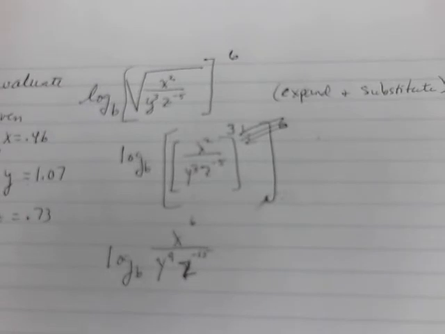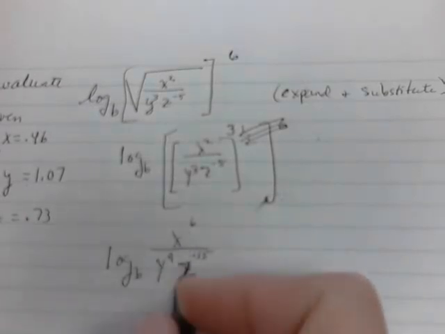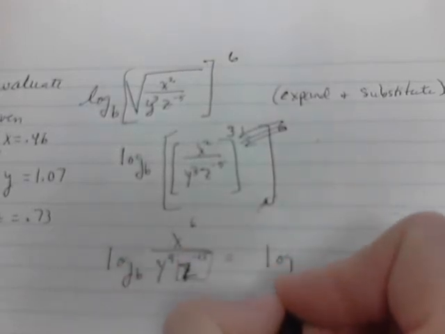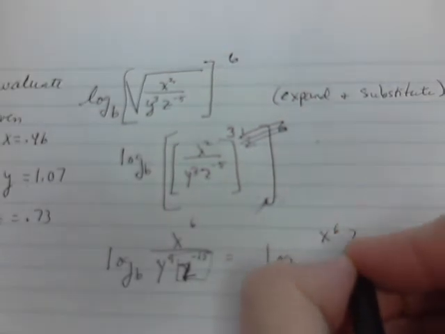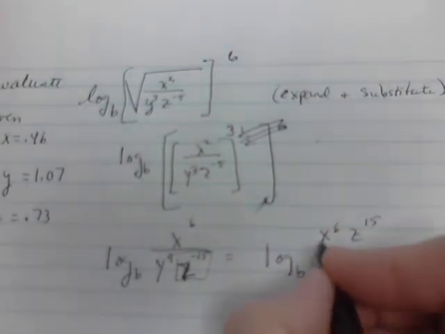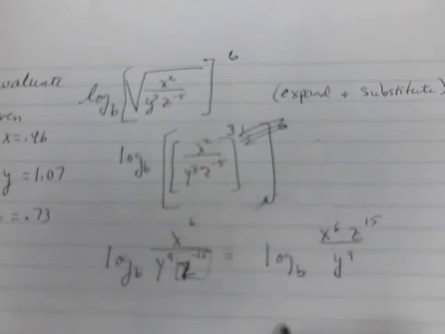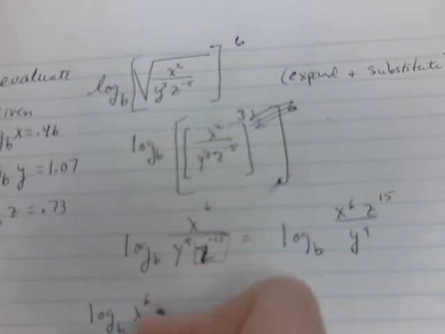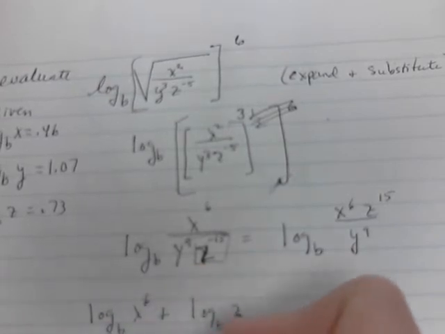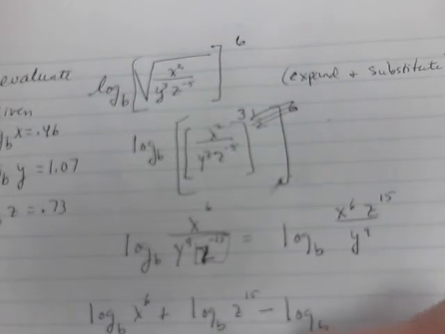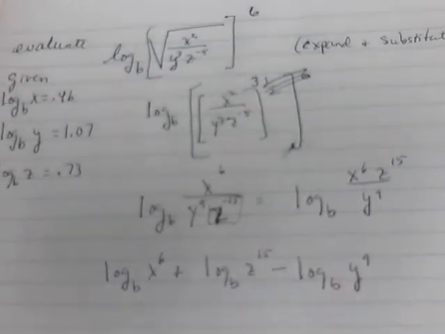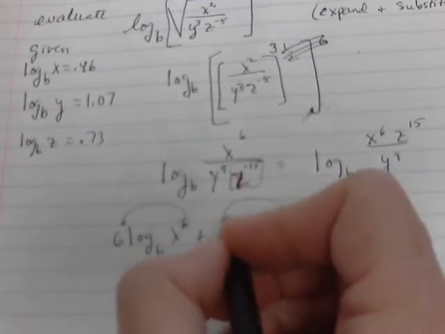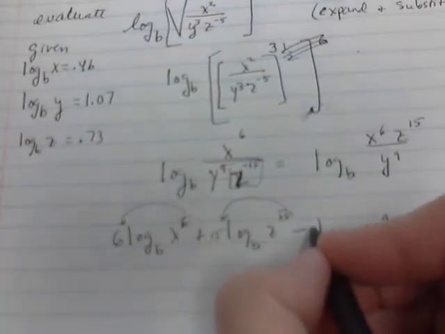So the next thing we're going to do is we're going to expand that out. Actually, I think I'm going to move this z to the negative 15th up to the numerator and call this log base b of x to the 6th, z to the positive 15th over y to the 9th. And now we just expand that out. So this becomes a log base b of x to the 6th plus log base b of z to the 15th minus log base b of y to the 9th. The power rule says that we're going to move the 6 down in front, move the 15 down in front, and move the 9 down in front.